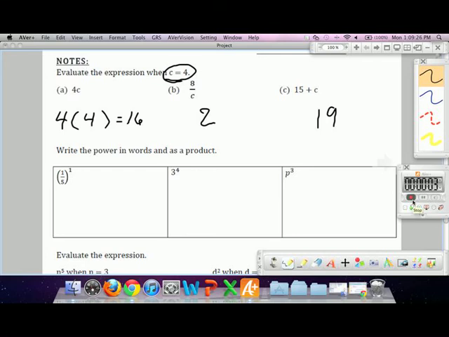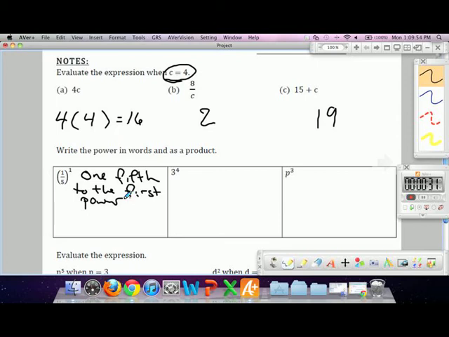Have patience to do this, John. Write the power as words of a product. So in words, 1/5 with the exponent of 1 is the same as 1/5 to the first power, is what I would say in words.